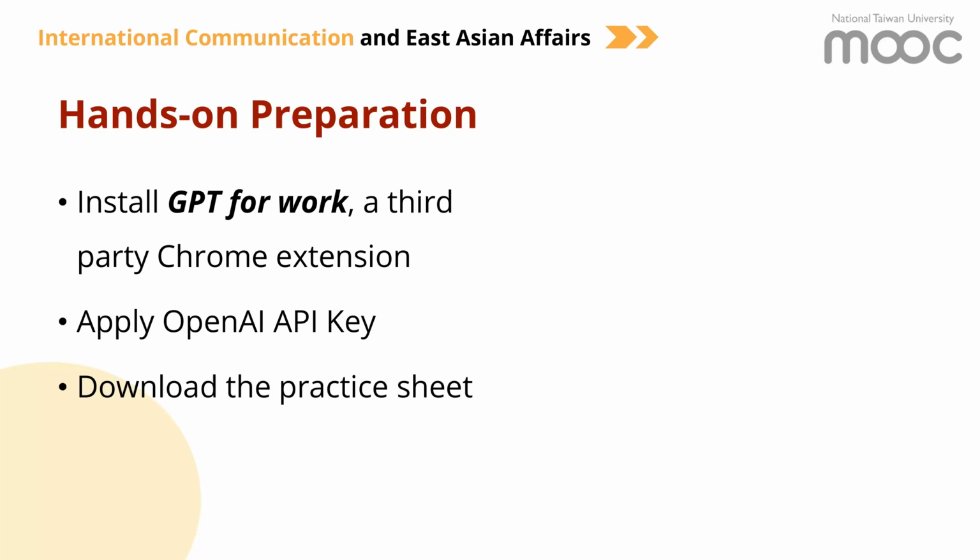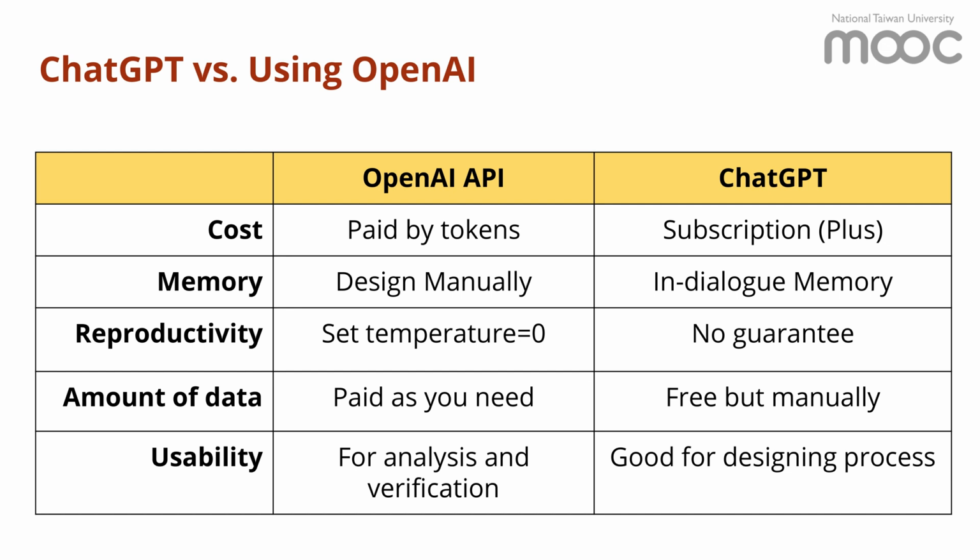In this section, we will engage in a hands-on activity to conduct stance detection using OpenAI. ChatGPT is developed by OpenAI. It is based on the GPT-3 and GPT-4 models of OpenAI. We will utilize the OpenAI API, which charges based on usage.